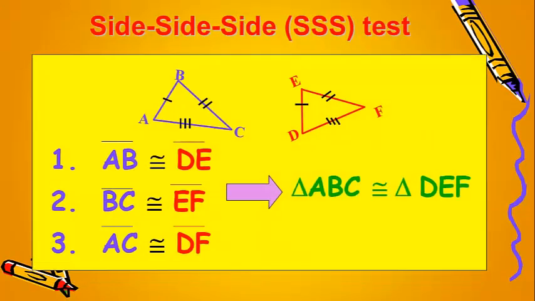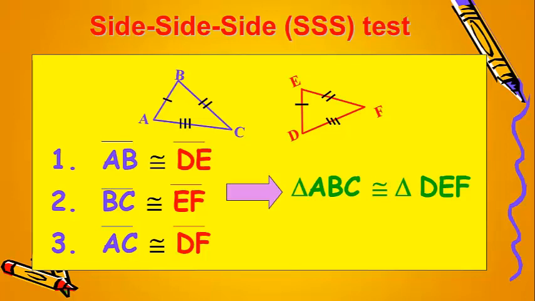Side, side, side. In the 2 triangles ABC and DEF, look at AB and DE, they have identical marks. Look at BC and EF, they too have identical marks, and AC and DF. I can say that when the 3 sides are congruent to the corresponding 3 sides of the other triangle, then these 2 triangles are congruent by side, side, side.